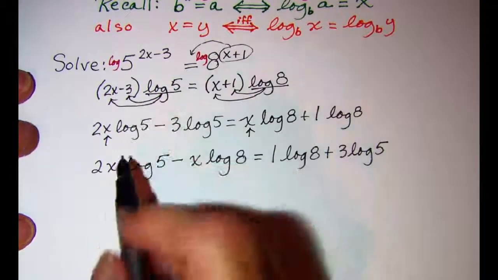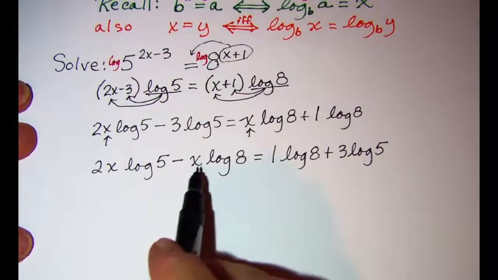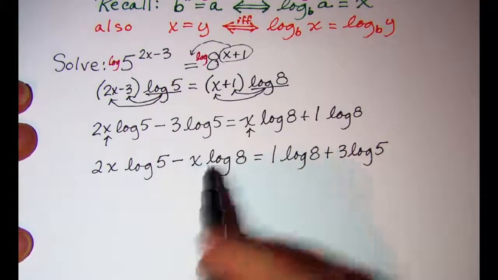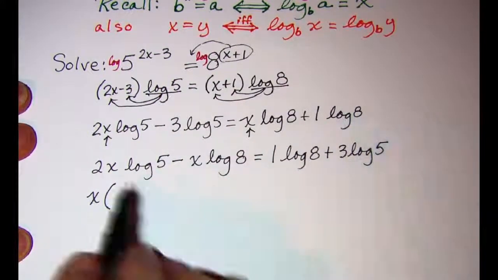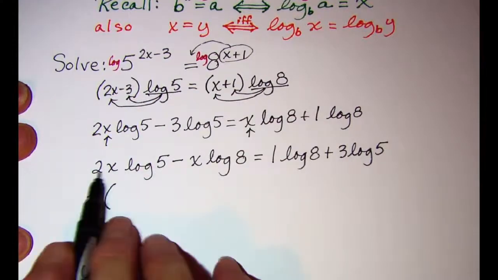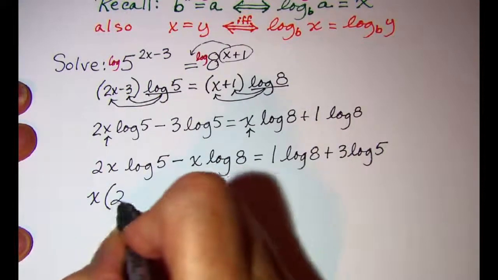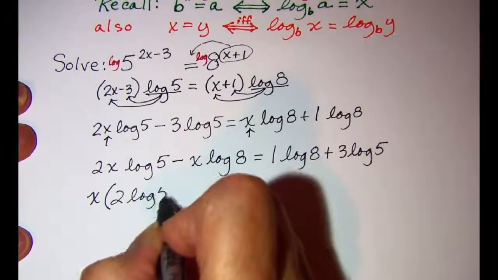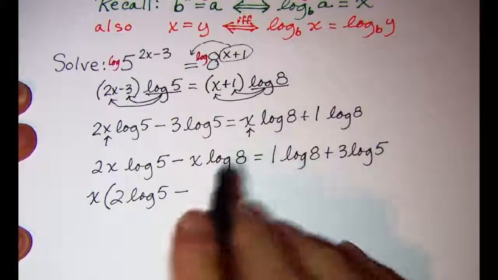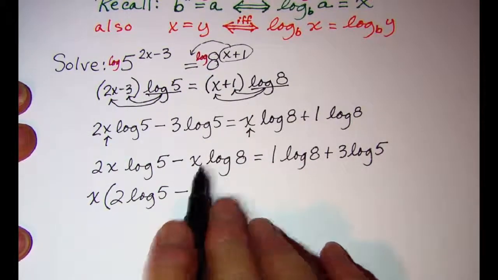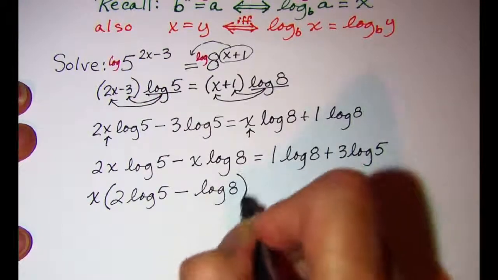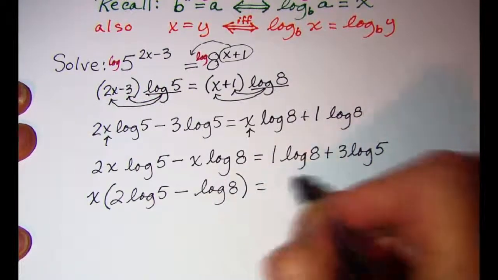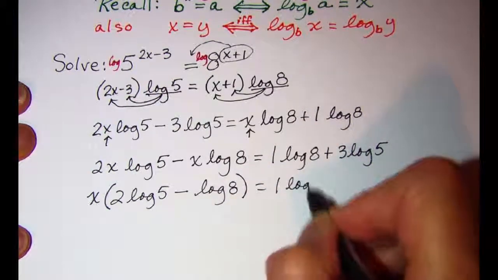All right, I want to isolate my x, so I need to factor it out of these two terms. So I have x times the quantity. When I take the x out of this term, I'm left with 2 log 5. Minus, and then when I take the x out of this term, I'm left with log 8. And then just copy this right side.